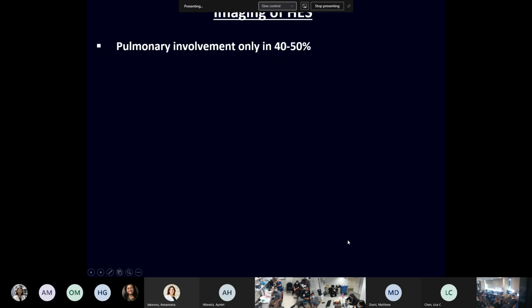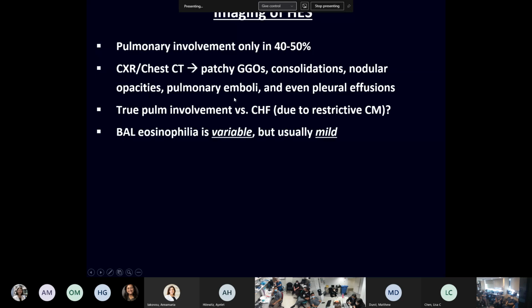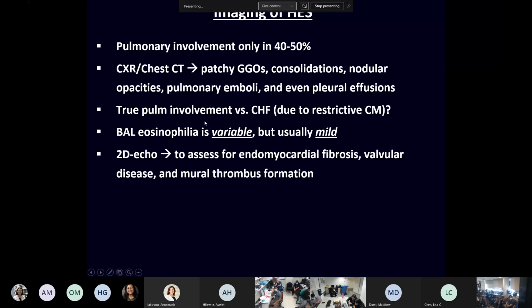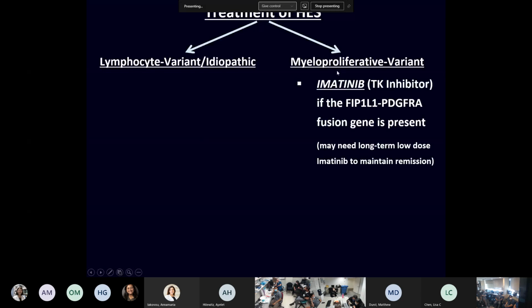etc. And on imaging, they can have pulmonary involvement, but it is not universal, like with the other pulmonary eosinophilic lung diseases. And a lot of times it's unclear, is this true pulmonary involvement or is this underlying heart failure because of the restrictive cardiomyopathy? And the BAL eosinophilia is variable. Echo and cardiac MRI are very helpful in hypereosinophilic syndrome. So there are the 2 different forms, lymphocyte variant and myeloproliferative variant.